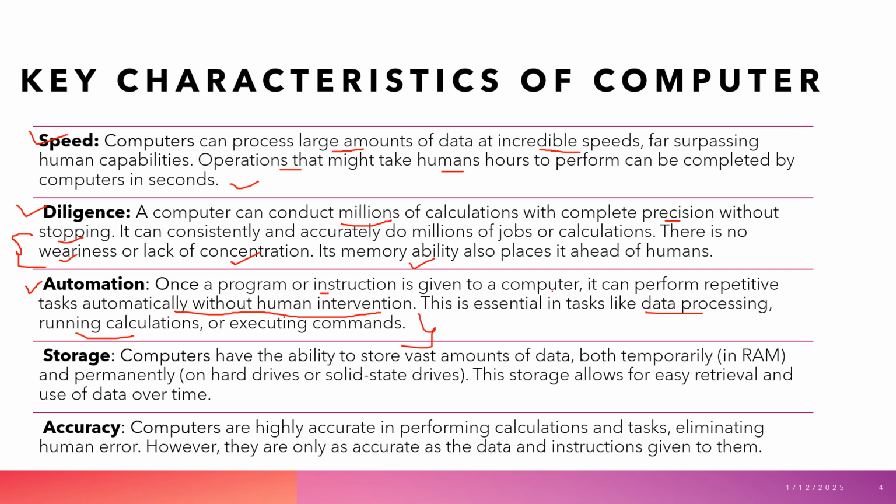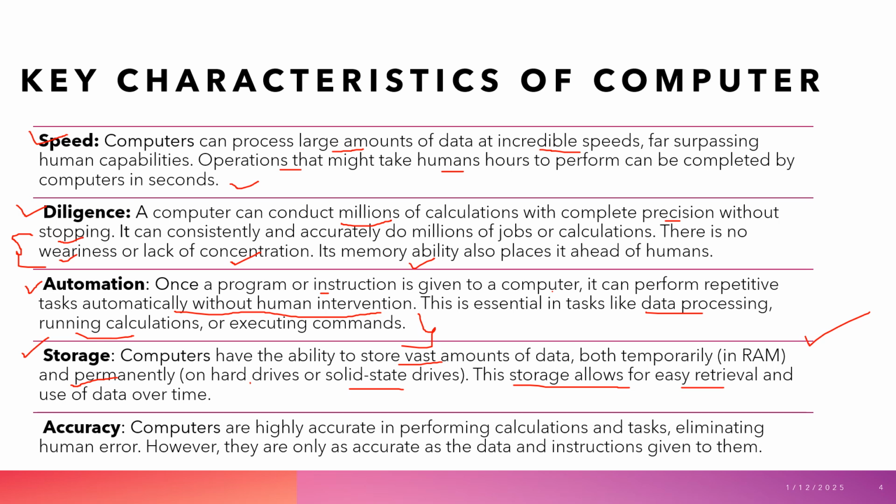The next characteristic is storage, which means that the computers have the ability to store large amounts of data in temporary memory, that is RAM or random access memory, as we discussed in the previous lecture, or it can be in the form of permanent storage like hard drives, solid state drives, or even cloud storages. So when we have the data stored in these permanent storages, it can be retrieved and used over time.